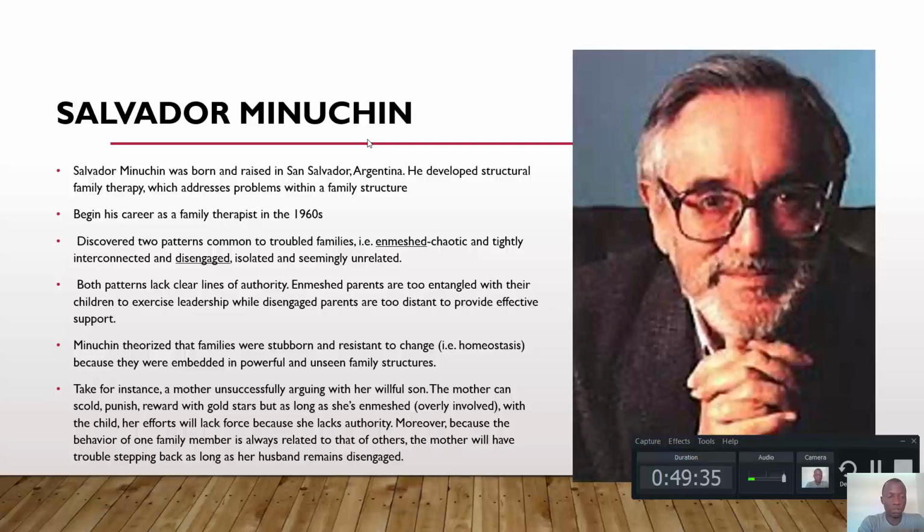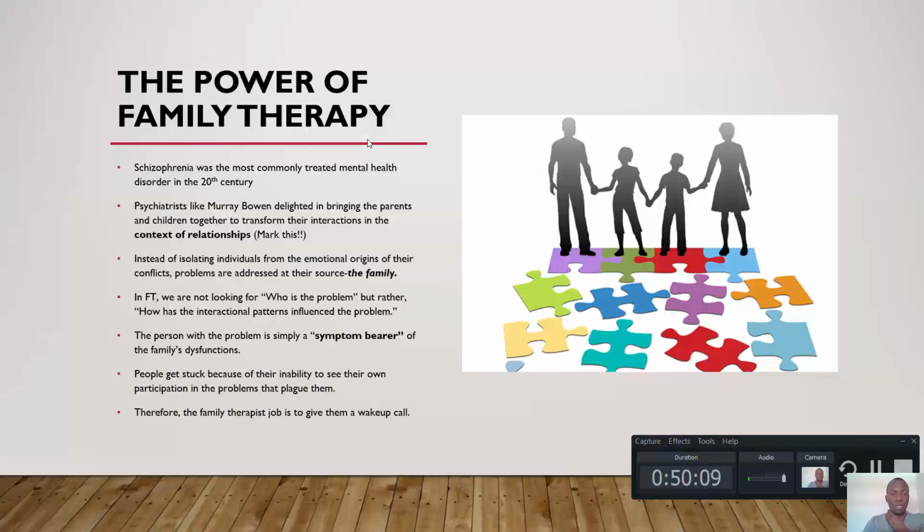Moreover, because the behavior of one family member is always related to that of others, the mother will have trouble stepping back as long as her husband remains disengaged. So you have mom who is overinvolved and enmeshed with the kids, and you have dad who never participates in matters of the kids. Both extremes are dangerous because kids don't have a proper structure, a proper line of authority. Mom is with them, they see mom as a buddy, and dad is doing his own thing. And so kids grow up with this kind of psychological confusion in their mind.